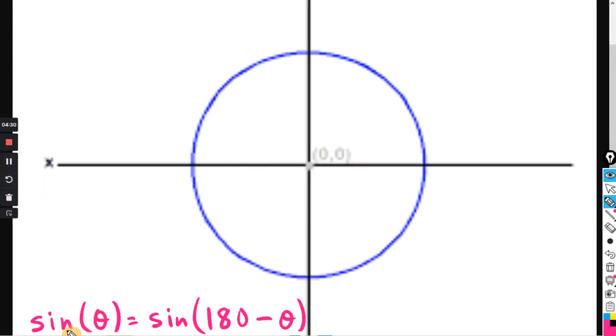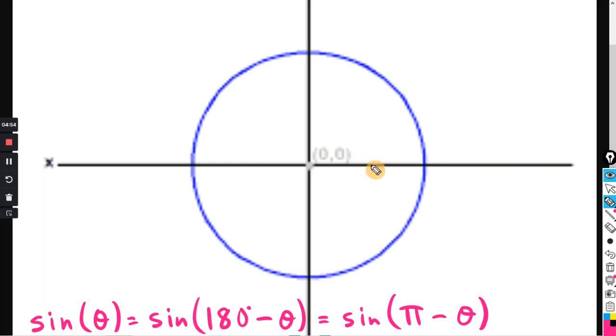All right, now I intend to prove the sine of theta equals the sine of 180 minus theta. Okay, this would be 180 in degrees. If you wanted it in radians, you can say the sine of pi minus theta. Okay, we know pi radians is 180 degrees.